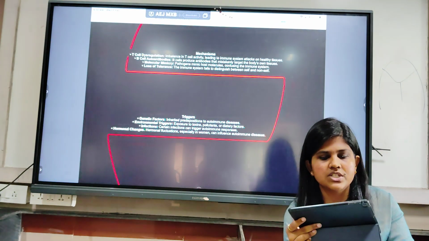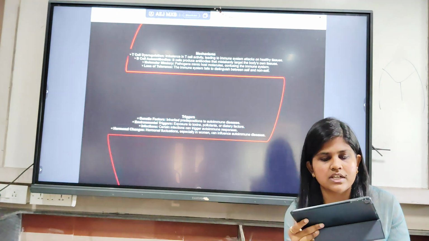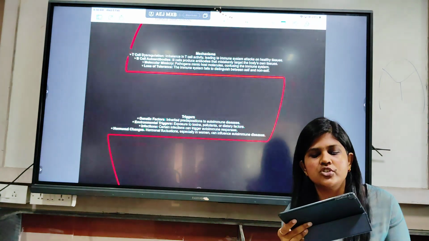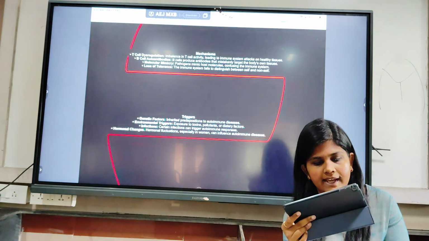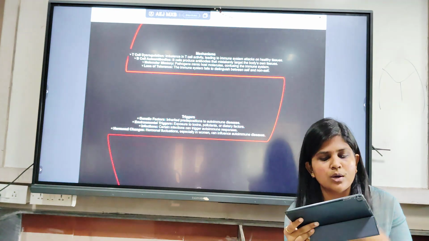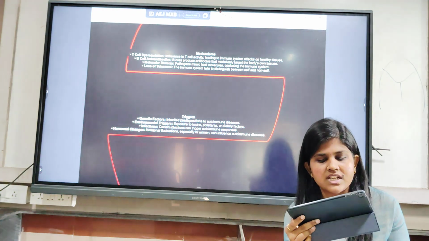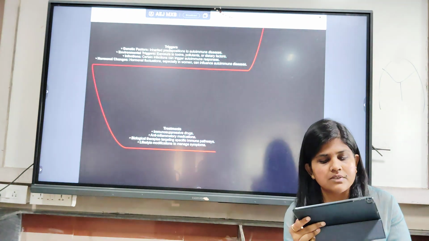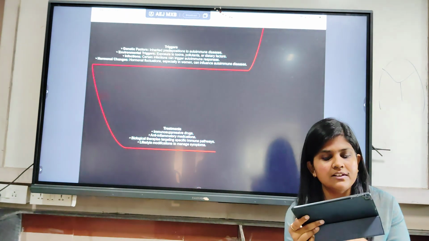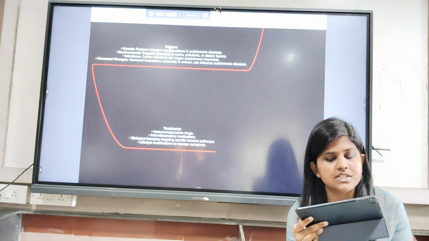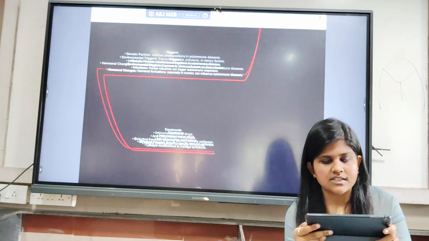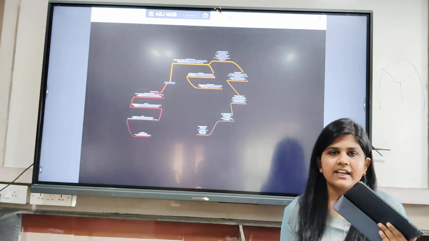And there are some triggers that contribute to this dysregulation. They are genetic factors, environmental triggers, exposure to toxins, pollutants or dietary factors, infections and hormonal changes. Hormonal fluctuation, especially in women, can influence autoimmune diseases. Then treatments. We have immunosuppressive drugs, anti-inflammatory medications, biological therapies targeting specific immune pathways, and lifestyle modification to manage all these symptoms. Thank you so much.